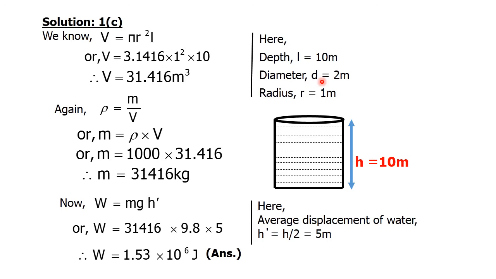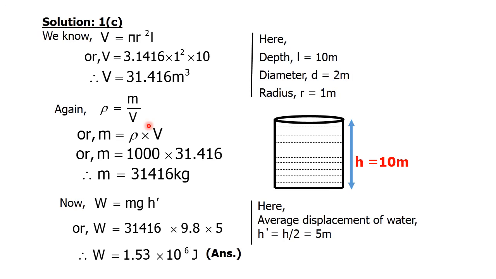So if the diameter is given as 2 meters, the radius will be 1 meter. Putting the values of the radius and depth into the formula V equals pi r squared L, the volume will be V equal to 31.416 meter cube.